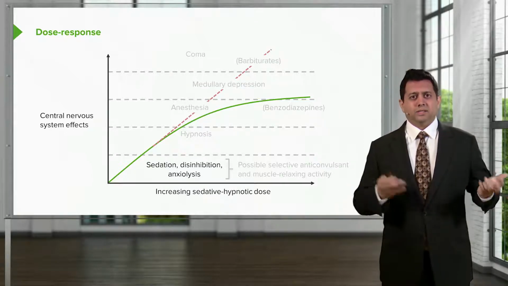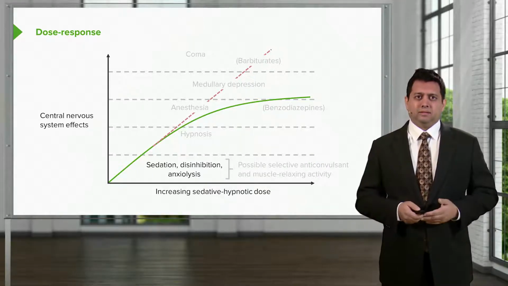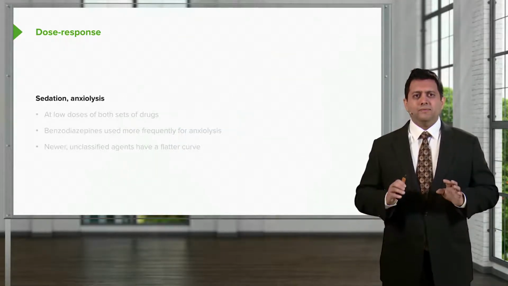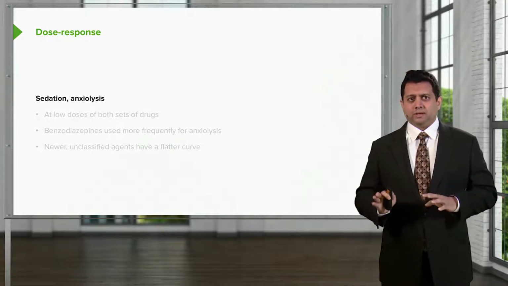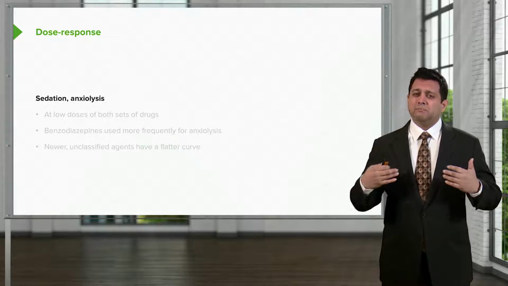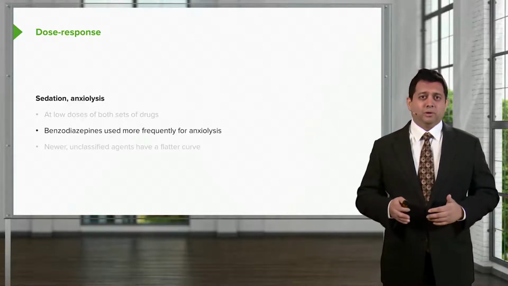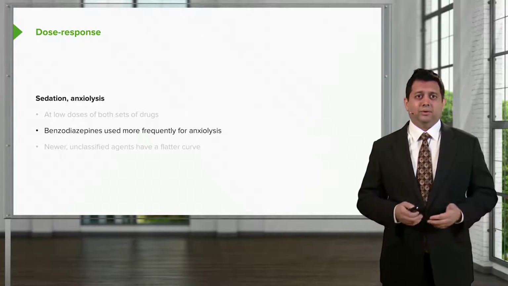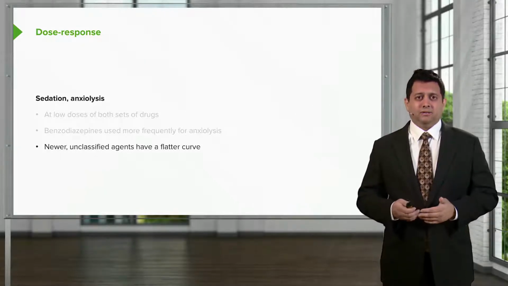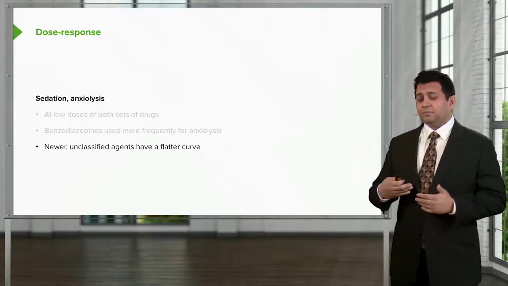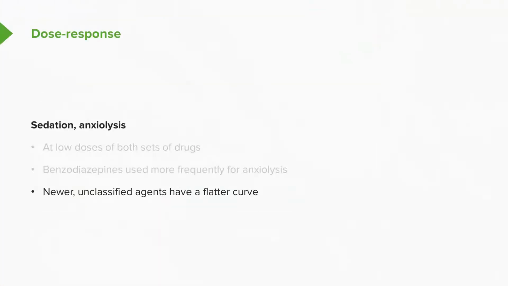Let's start off with sedation, disinhibition, and anxiolysis. Obviously, at this lower dose of the spectrum, anxiolysis and sedation is going to be mostly with the benzodiazepines. These are at low doses of both sets of drugs. Benzodiazepines are used far more frequently for anxiolysis than any other category, and the newer unclassified drugs are starting to come into play with this type of therapy. You're starting to notice that the newer the drugs, the flatter the curve, which means that they peak out in the anxiolysis spectrum.